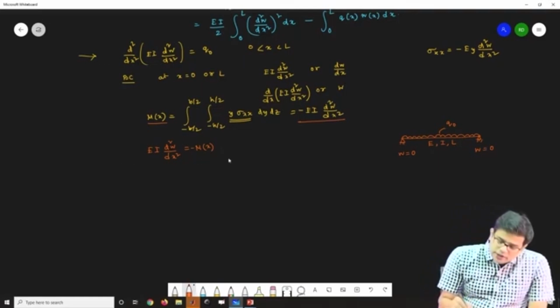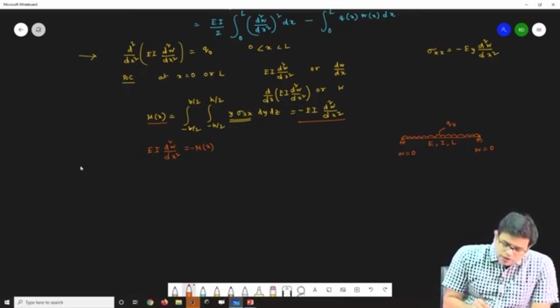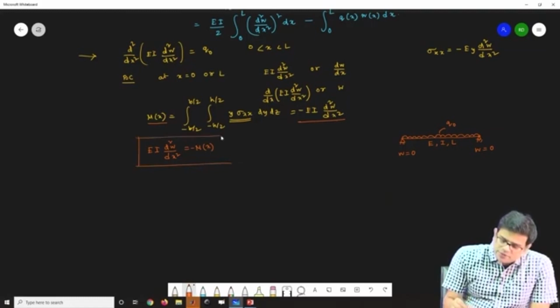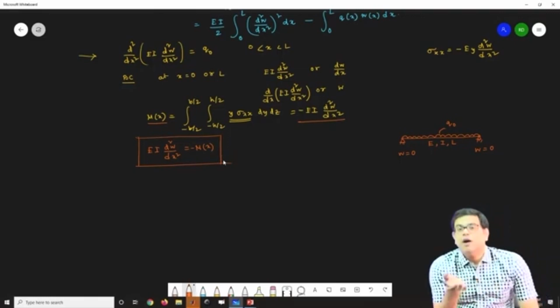If I construct the weak form of this equation, then this is nothing but a second order differential equation, and we can just use the standard theory that we have learned for the bar element.